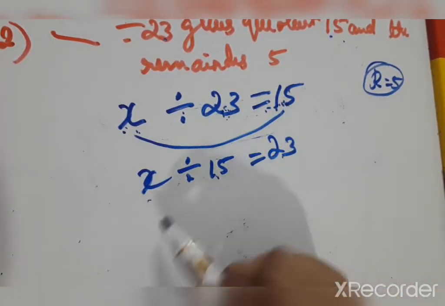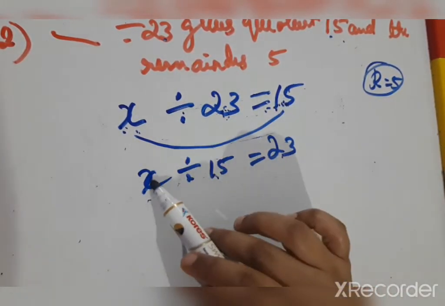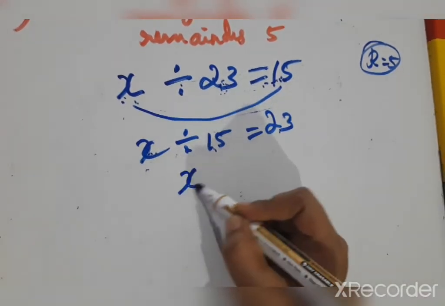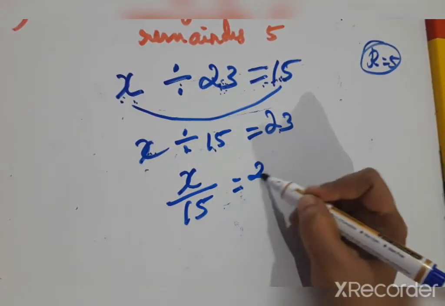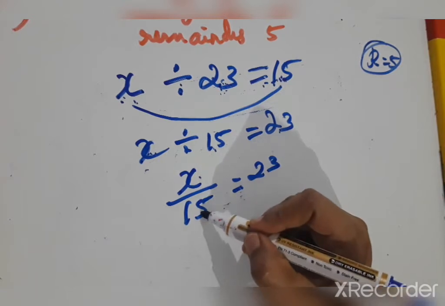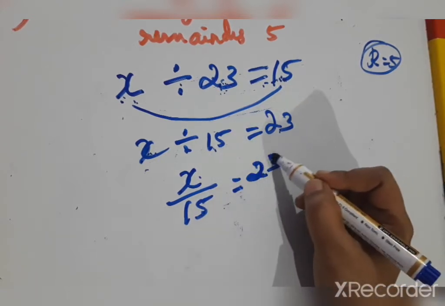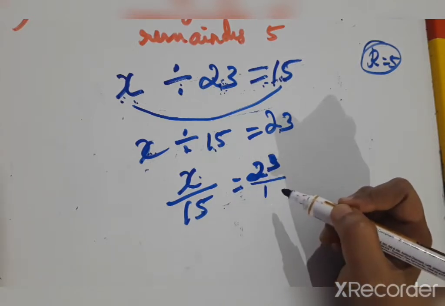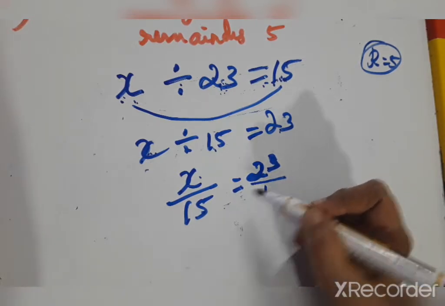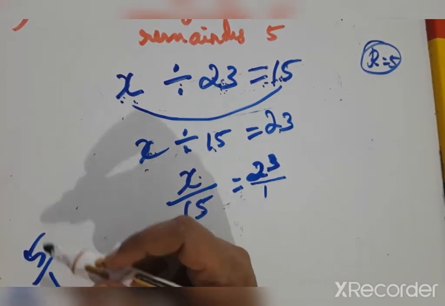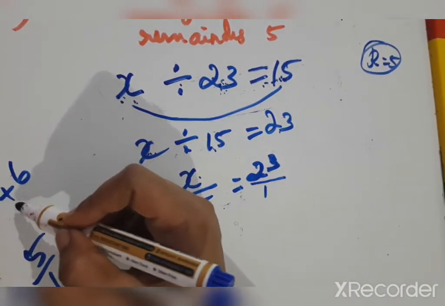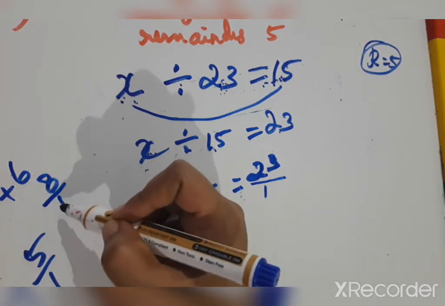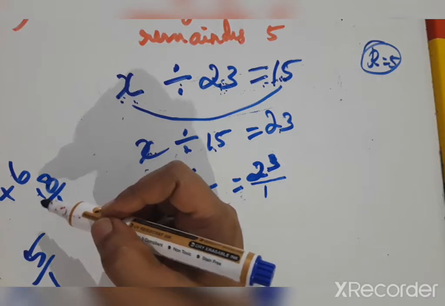So given number, x divided by the greater number first. So x divided by 15 equals 23. So this is in fraction and this is a whole number or a natural number. Convert into fraction form, means by 1 we can write. If any number by 1 is there, for example 5 means 5 by 1, or 8 means 8 by 1, and in front of that number the plus symbol is there.